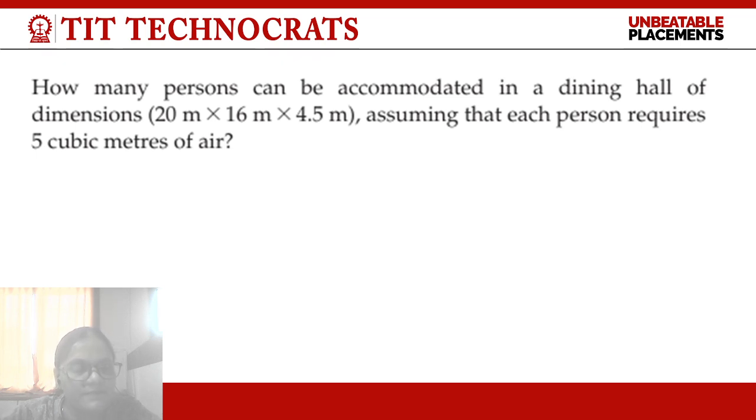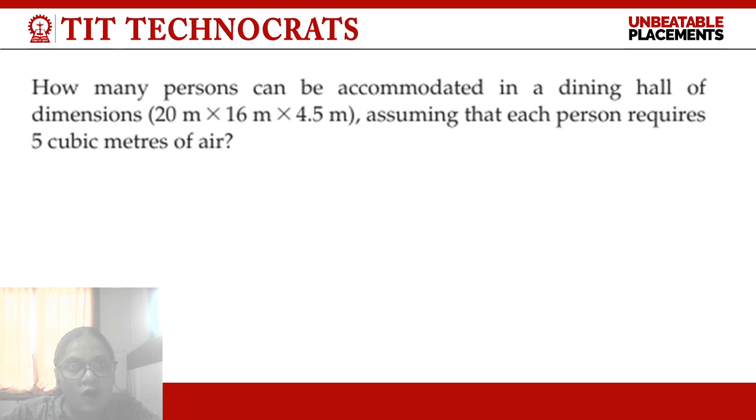The second question is, how many persons can be accommodated in a dining hall of dimension 20 meter into 16 meter into 4.5 meter, assuming that each person requires 5 cubic meters of air? Here they are asking that there is a dining hall, and the dimensions of the hall are, the length of hall is 20 meter, width is 16 meter, and height is 4.5 meter.